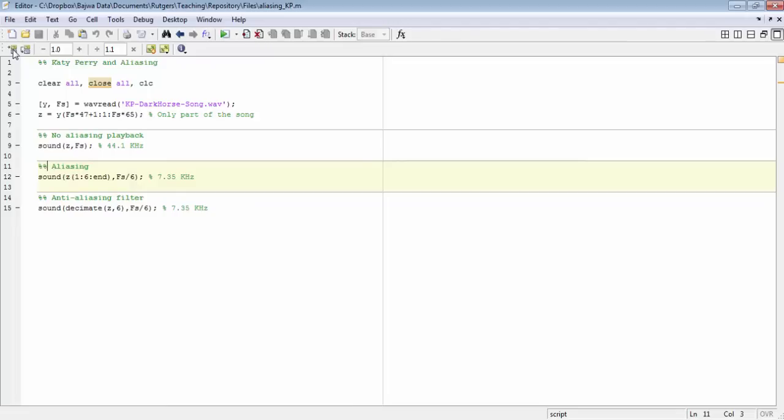I'm going to now replay the same song with the same sampling frequency. But the only thing that is going to differ is that the song will have been passed through an anti-aliasing filter, and so there will be no folding of higher frequencies into lower frequencies.